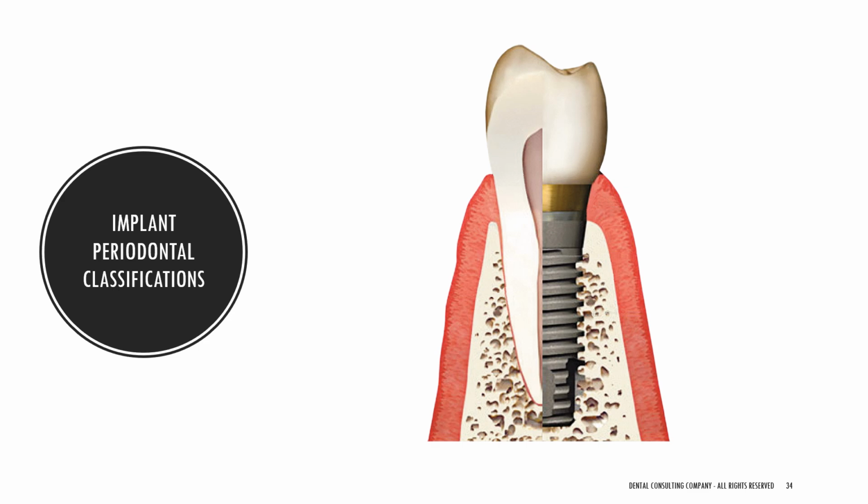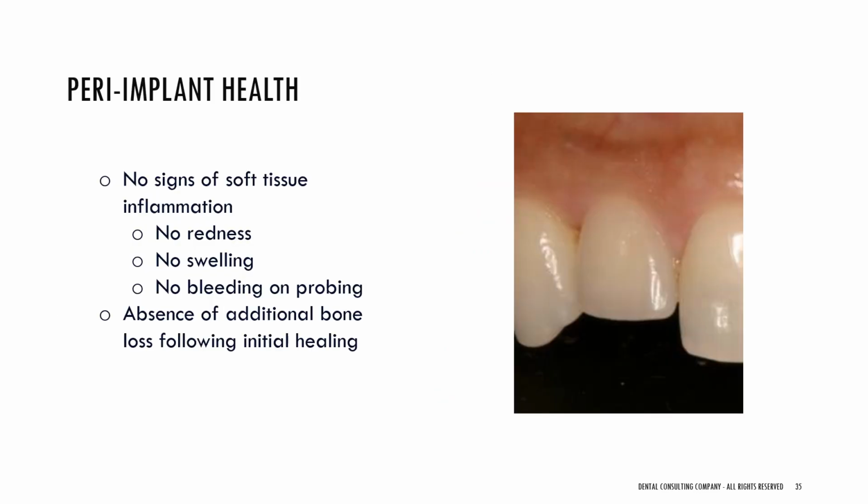So now that we understand the process of placing an implant, let's talk about periodontal classifications of implants and implant health. Peri-implant health means that the implant is healthy. There will be no signs of soft tissue inflammation, no redness, no swelling, no bleeding on probing, and there will not be any additional bone loss following the initial healing.